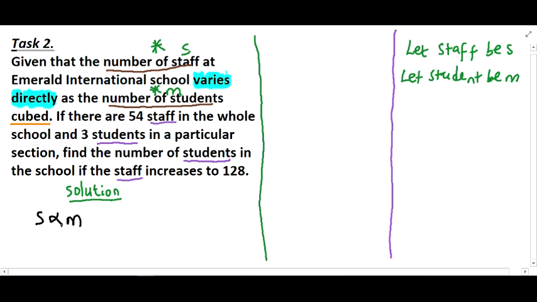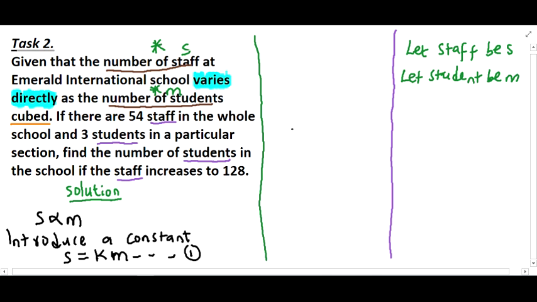So S is number of staff and M is number of students, and this is the proportionality or variation symbol. So what's the first thing we do? We have to introduce a constant. So let's introduce a constant. Let's also use K in this one. So it becomes S equal to KM. From here, this is our general equation, right? Okay, so let's continue.